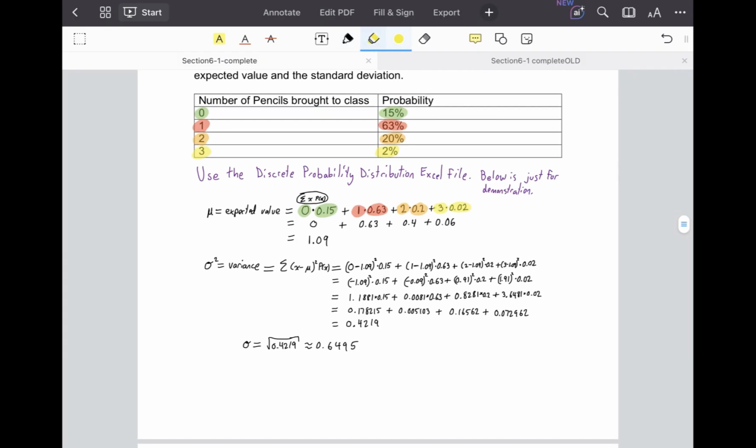Now, the variance is a lot more complicated here, and you can look at the formula. It does use this 1.09 here. This is that mu that we just calculated. But it's more complicated, and we're just going to let technology do this calculation for us.